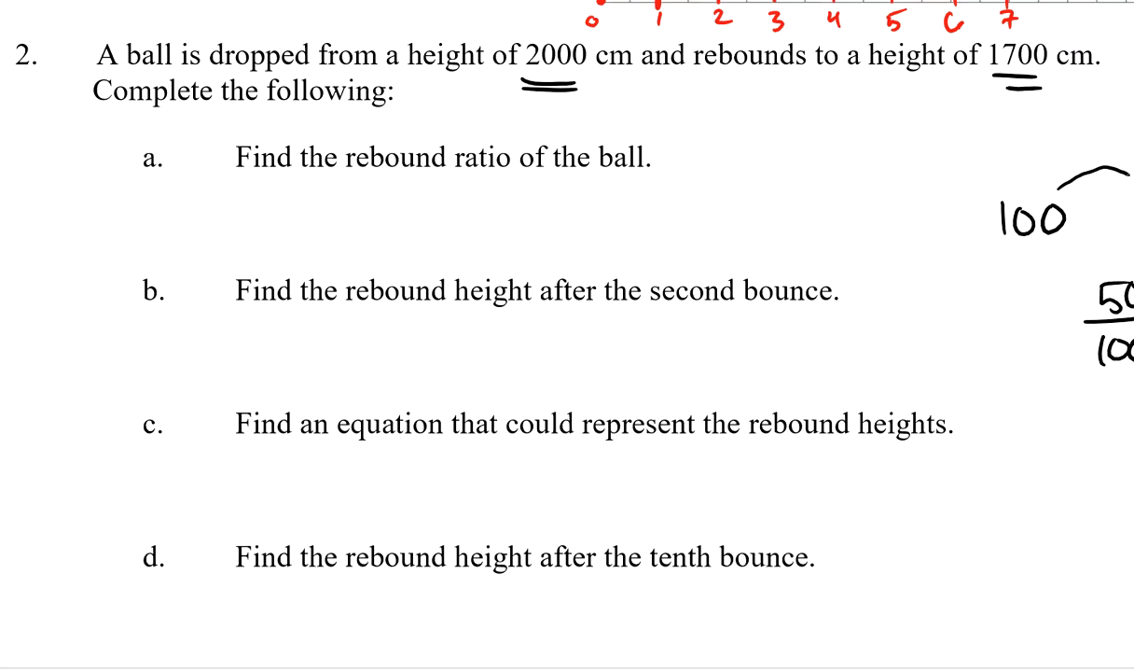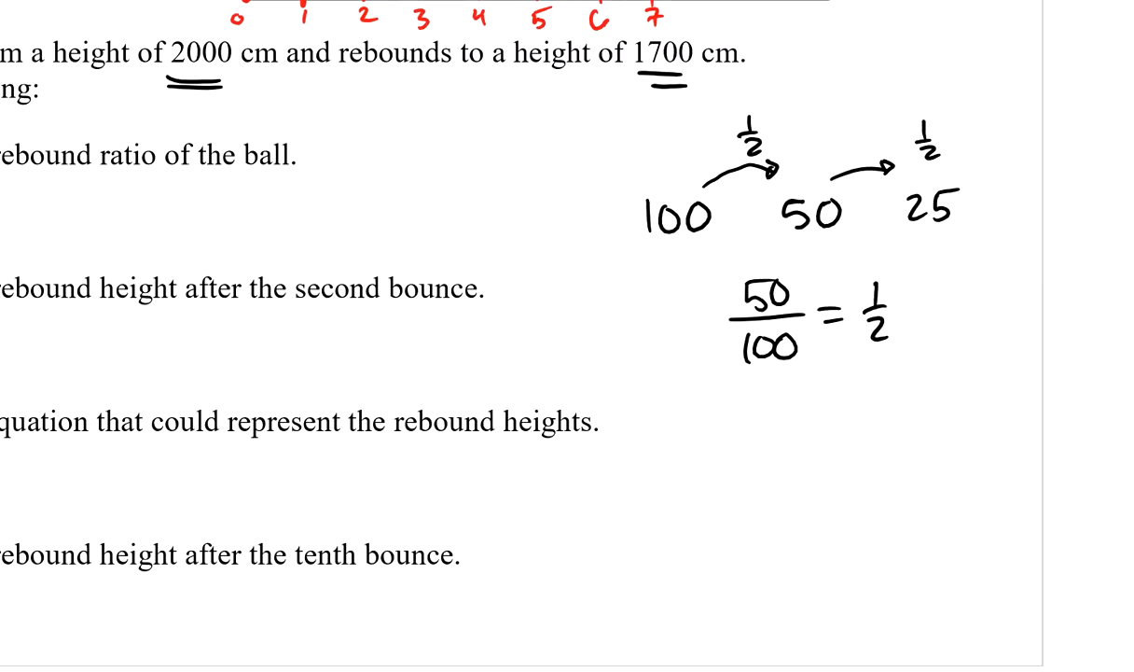So as I move forward, I multiply times 1/2. Move forward, multiply times 1/2. So this would be 25. And if I multiplied the 25 times 1/2, it'd be at 12.5. So if this is the original drop height and this is what it rebounds to, your rebound ratio is 0.5. And every single time the ball is going to come back up 50% from where it was the time before.